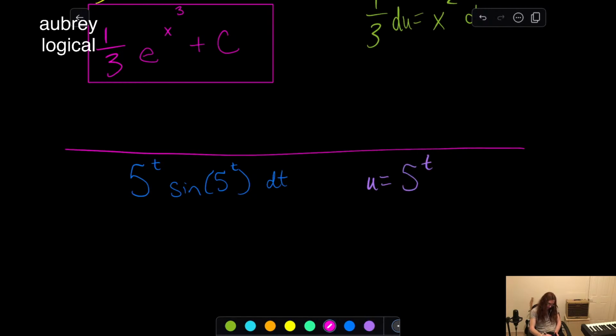So then, as I said, our derivative of 5 to the t, this is just like a formula that you have to know. The derivative of a to the u, a being a constant, u being some expression, is equal to a to the u times ln of a. So we have 5 to the t over ln of 5.